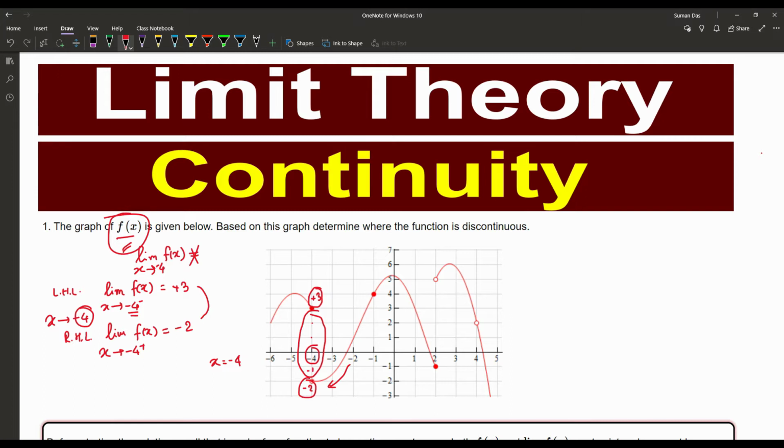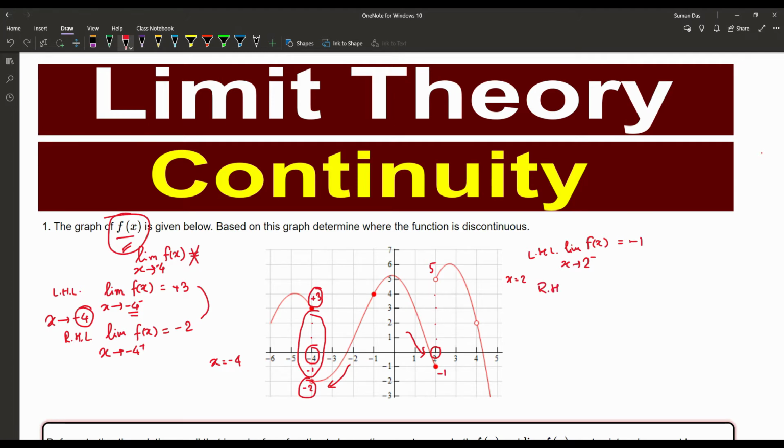Let's check another point, that is 2, that means when x is equal to 2. If we look at the red colored graph here, we get minus 1 and then 1, 2, 3, 4, 5. For the left hand limit, as x approaches 2 minus, we get the limiting value of f(x) as minus 1.